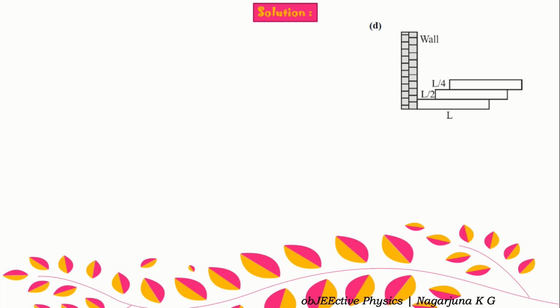Each brick length is L. So L by 2 is the center of mass of the lower brick. From L by 2, the L by 2 is the length of second brick and L by 4 is the extension of the third brick.